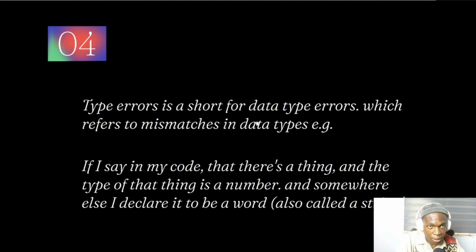Whatever programming language you use is going to give off an error that there's a mismatch. You've just told us earlier that the type of this variable that you declared is a number. How come you're saying at another point that this data type is a word, which is a string, or maybe a boolean or whatever? The compiler has to check for these errors.